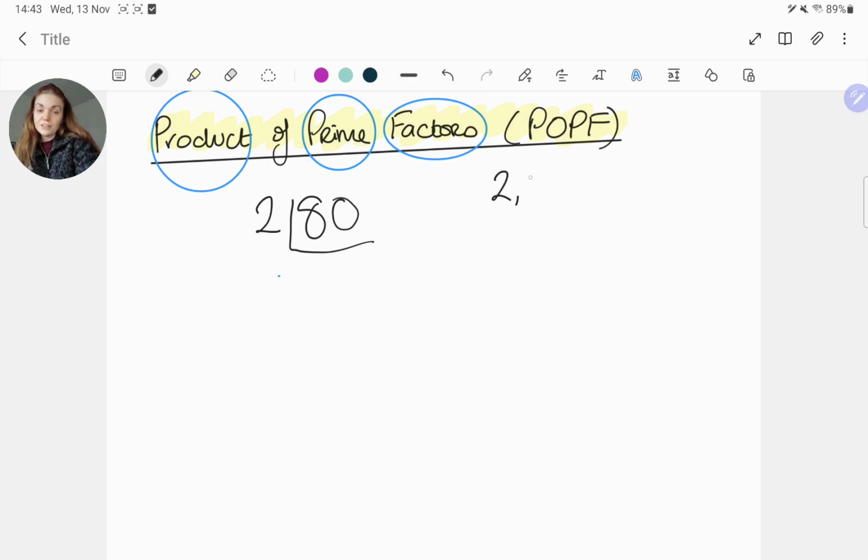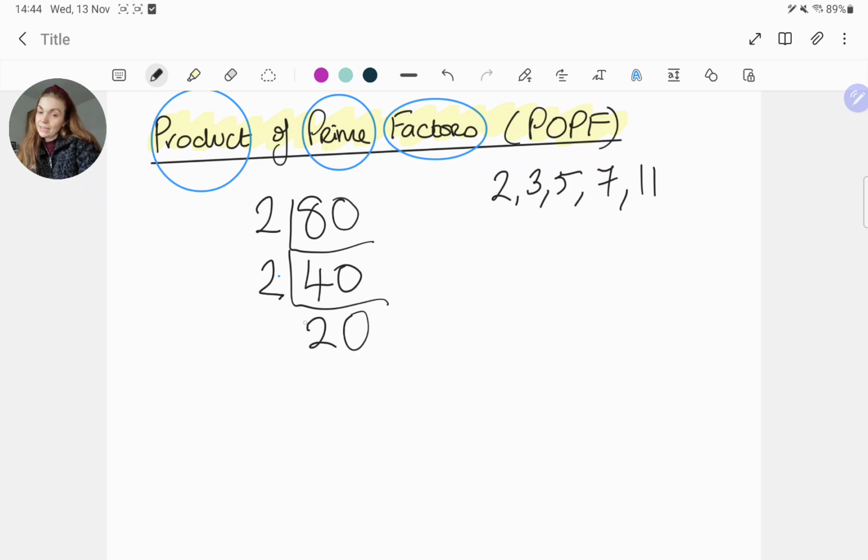I'm just going to write out some of our prime numbers to help us. So 2 is the first prime number that divides evenly into 80. 2 goes into 80 40 times. Then we say to ourselves, can 2 go again? Yes, it can. 2 into 40 gives 20. Can 2 go again? Yeah. That's going to give 10. Can 2 go again? Yep. 2 into 10 gives 5. And 2 doesn't go again.